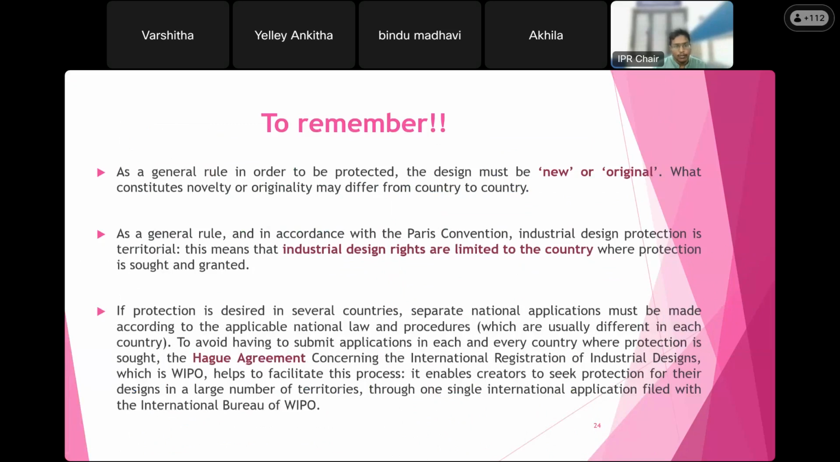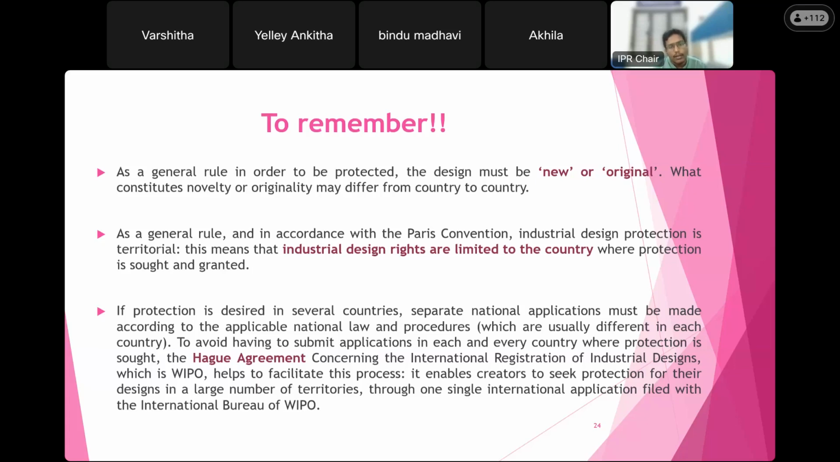So finally, to remember, as a general rule, in order to be protected, the design must be new or original. I explained what is new and what is original. What constitutes novelty or originality may differ from country to country. Novelty means it should be new. It should not be available before you file. And original means it should be from the creator. It should not be copied. If it is originally created by a creator, that is called originality. Novelty means it should be a new one. It should not exist before you file.